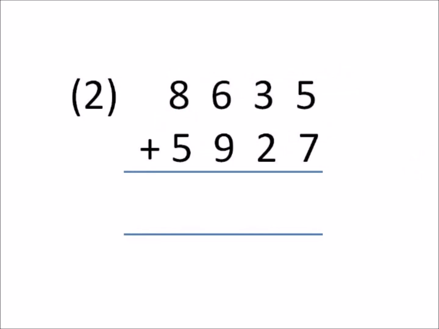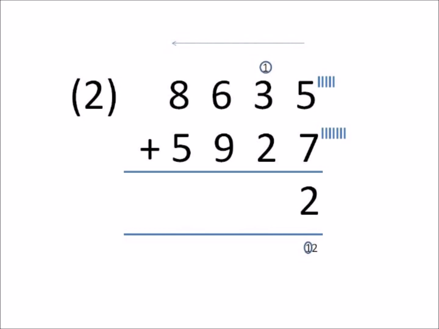Number 2. 8,635 plus 5,927. Now this involves renaming or regrouping. So you have to know how to do that in order to work questions like this one. Okay, so if the child is unable to do it, please help them.